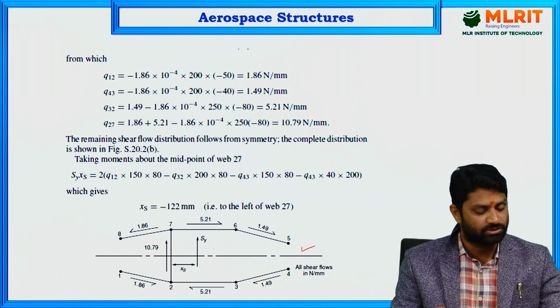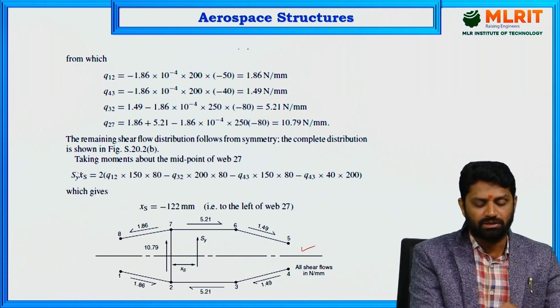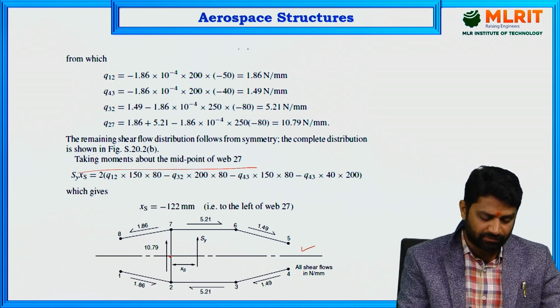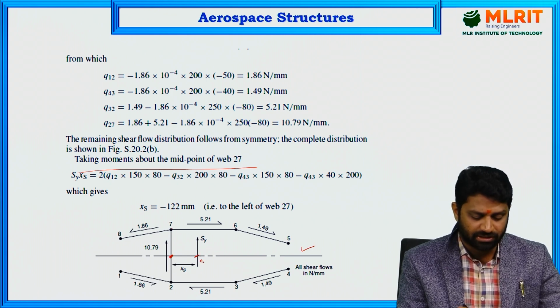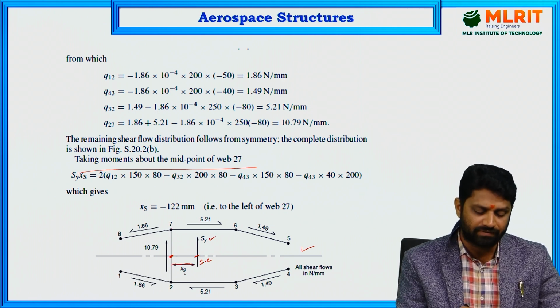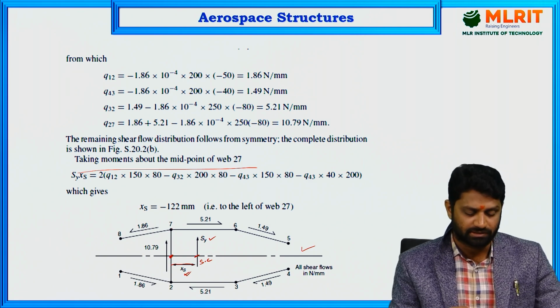Next, to calculate the shear center, we are taking moment about the midpoint of web 27. Let us assume that the shear center is acting at this point, through which the SY shear load is acting, and let us consider the distance of the shear center from web 27 as XS. XS is the shear center position.